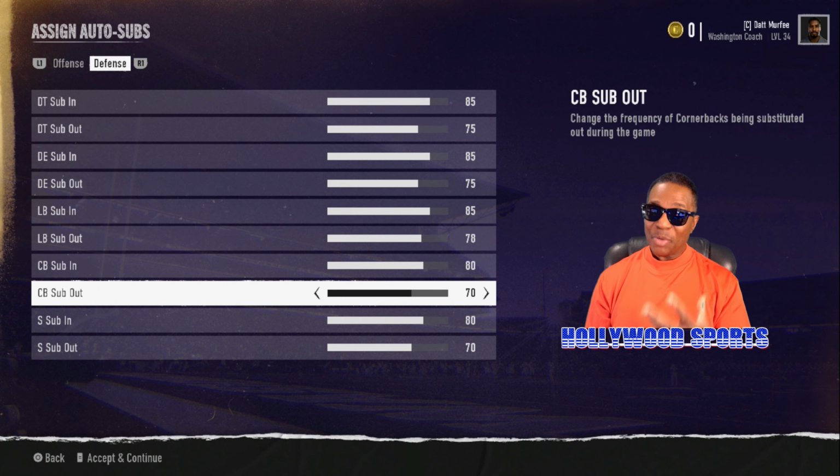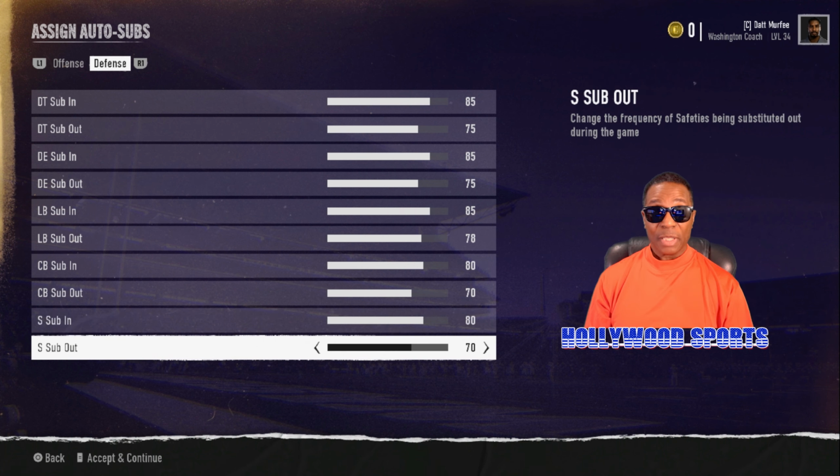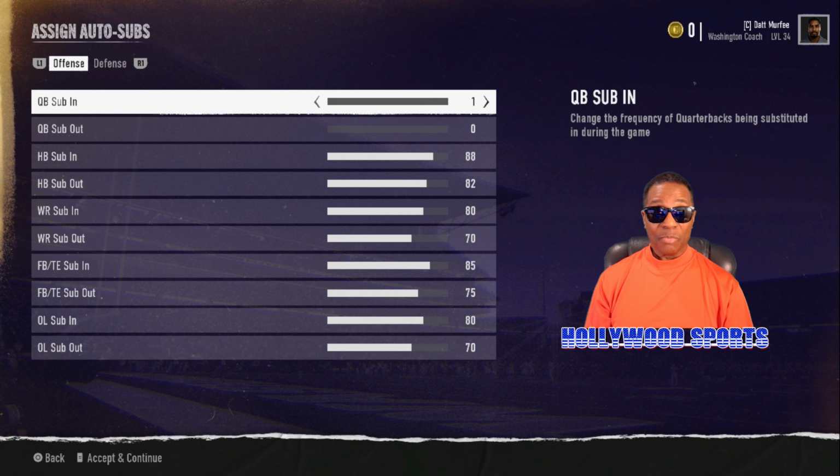Now you have to remember, guys, you have to keep wear and tear in mind also. So subbing in and subbing out is very important. Now your safeties, 80-70. They're not going to be that bad, unless you blitz your safeties a lot. I'm finding out these are good numbers, guys. I found these on YouTube. These are great numbers. So you want to sub in and sub out. These are the numbers, guys.